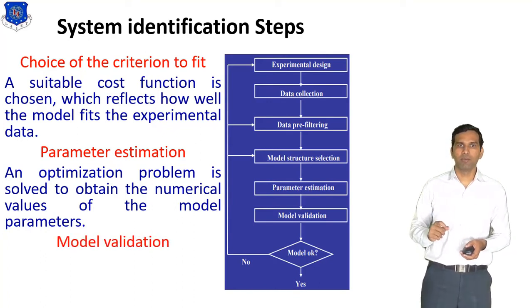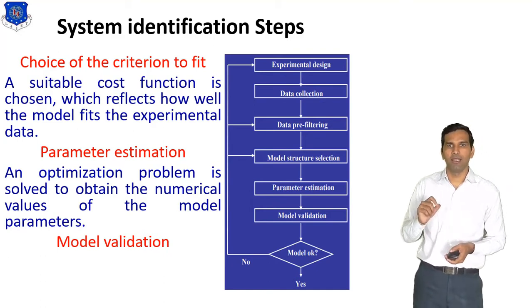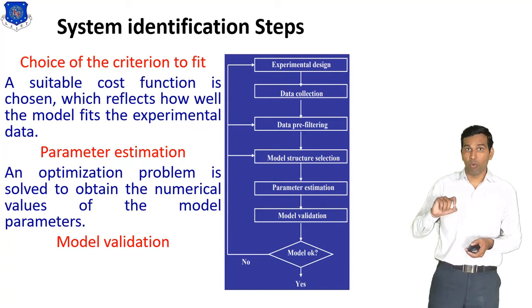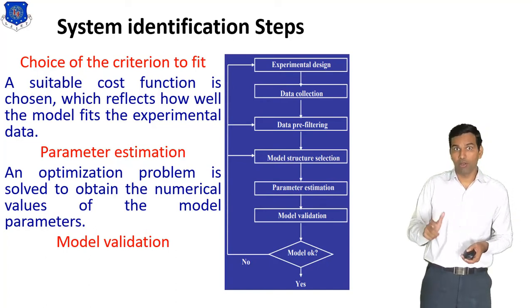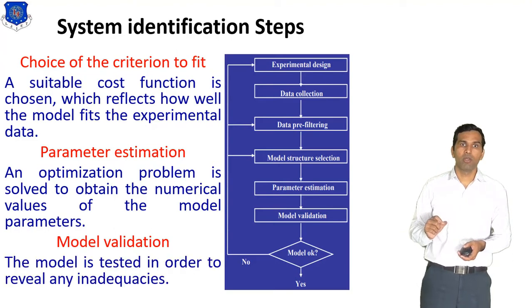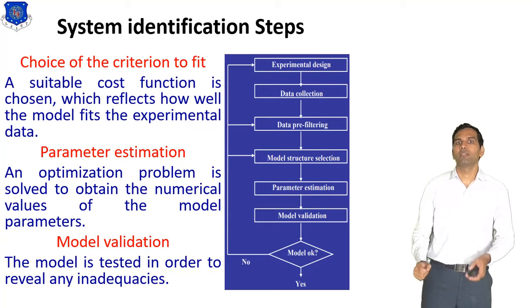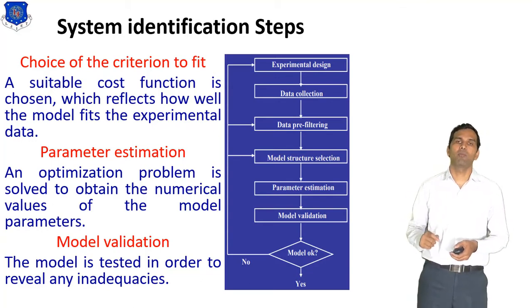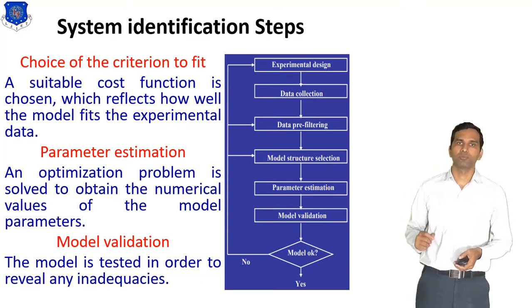And the next one is model validation. This is the last step. Whether this model is valid or not is very important. So the model is tested in order to reveal any inadequacies. So these are the steps that are followed in system identification.